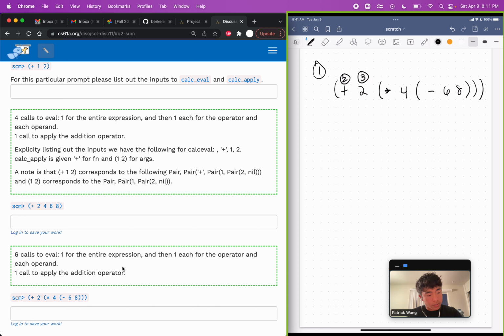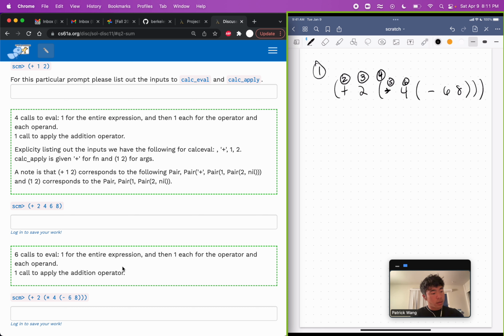So third goes to evaluating this 2 operand. And then there's another call. There's another nested expression, so we're going to evaluate the entire thing. And then since it's another expression, we have to go inwards. And so we're going to do the same thing. We're going to call calc eval on that multiplication operator. We see that multiplication is not a special form, so we can go about evaluating each of the operands. And so we're going to evaluate that 4.